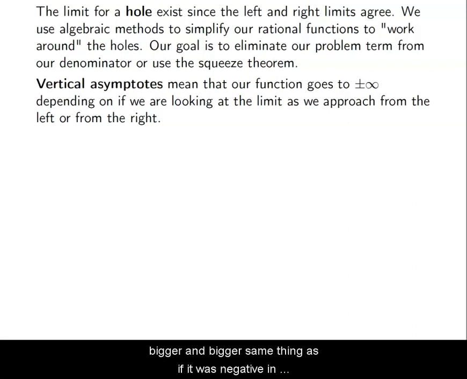Same thing if it was negative in between the zero and the asymptote: then it stays negative and it goes to negative infinity. So we pretty much do the same thing here. We're just using a different notation, but the idea is the same. We just look at the sign and we say, well, it has to go to infinity or it has to go to negative infinity because it never comes across the x-axis again.